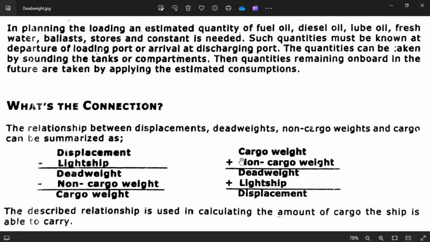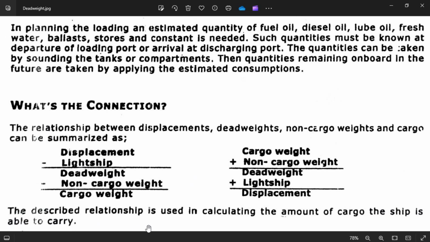Then in reverse, you have the cargo weight plus your non-cargo weight, then you will have your deadweight, plus your light ship, you will get a displacement. So it is the reverse. You see the cargo weight here, you add the non-cargo weight, and you add the light ship, then you have a displacement, okay?